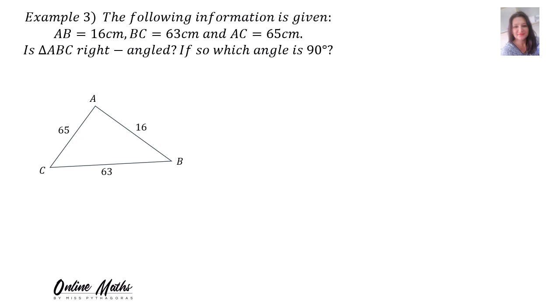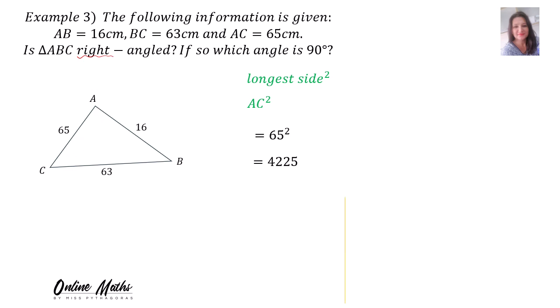So the question was, is triangle ABC right angled? Now, in order to answer that question, we need to prove the opposite of the theorem of Pythagoras. We call it the converse. So how will we do that? We always start with the longest side squared. In this case, it's AC squared, which was 65 squared, and that means 65 times 65 is 4,225.